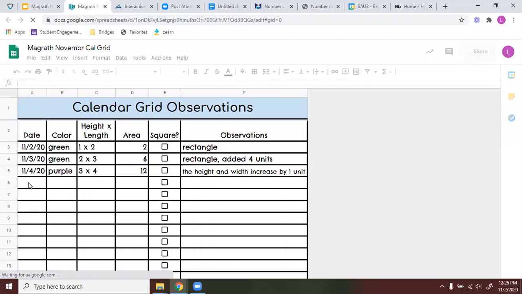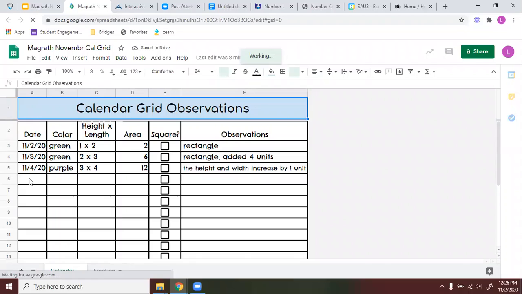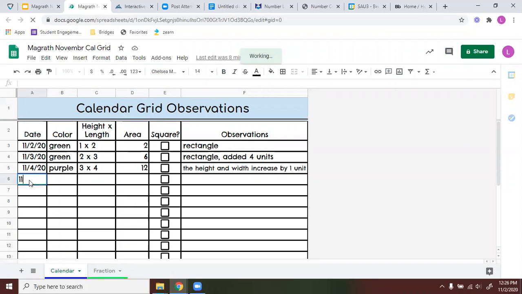So today is November 5th, so we're in the 11th month. November 5th, 2020, our color was blue. And today we had a height of 2 and a width of 2.